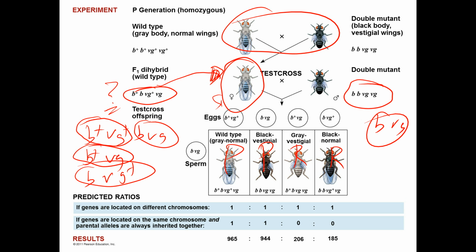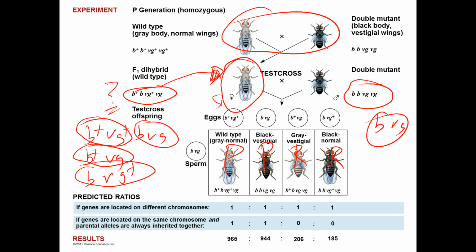Alright, so if these genes are located on different chromosomes, if these genes segregate independent of one another, then you would expect that you would see a 25% chance, or 25% of your offspring would be of each variant type. You have 25% of your fly population of the offspring that are wild type, 25% that are black vestigial, 25% that are gray vestigial, 25% that are black normal wings.